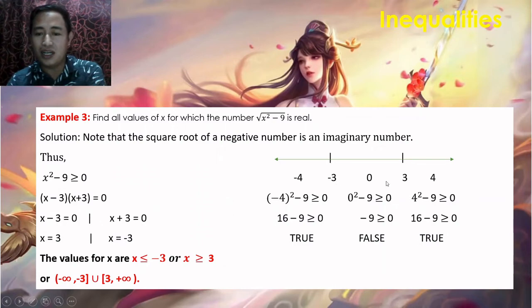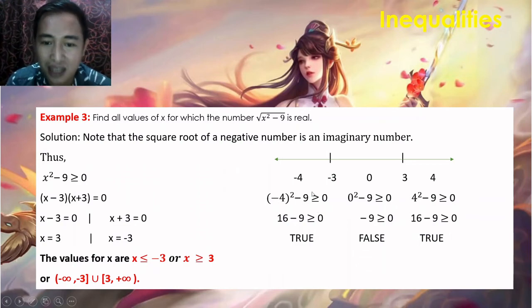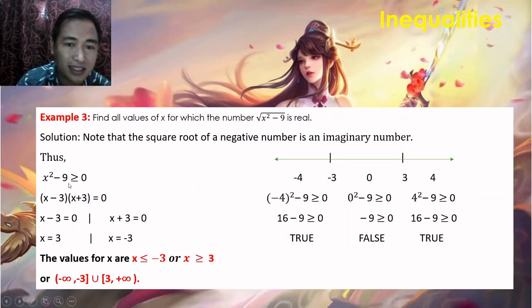Okay. So, i-test nato, class, kung asa ani na mga intervals ang answer para ani. Okay? Ang mo satisfy sa atong expression. Kani nga equation ang mo satisfy ani. Okay. So, let's try negative 4 first as test point. So, substitute na nato siya, class, diri lang sa x.